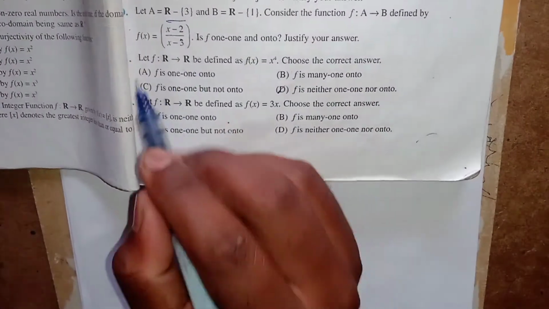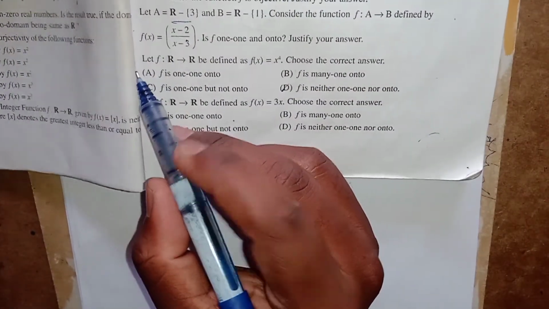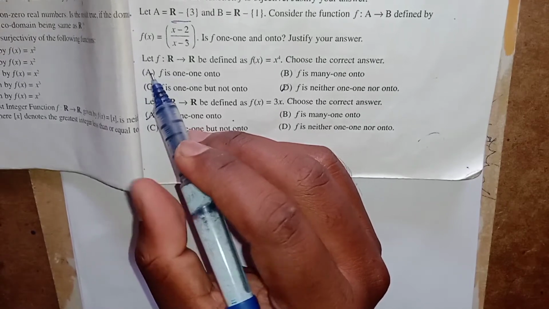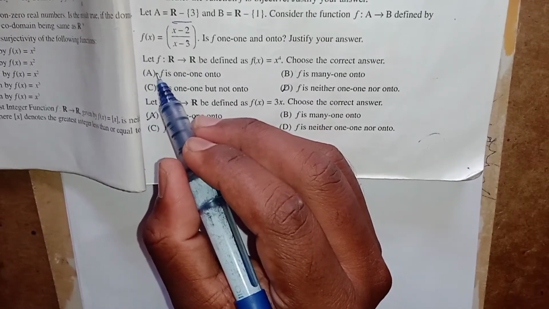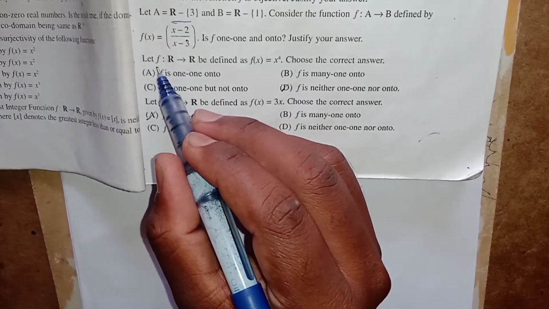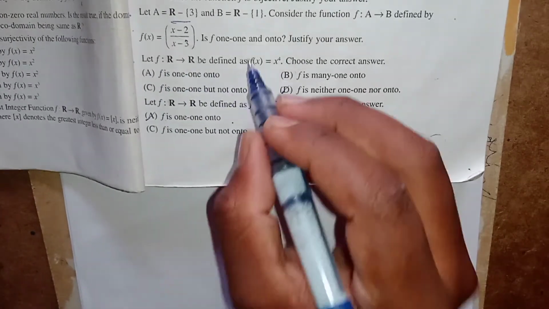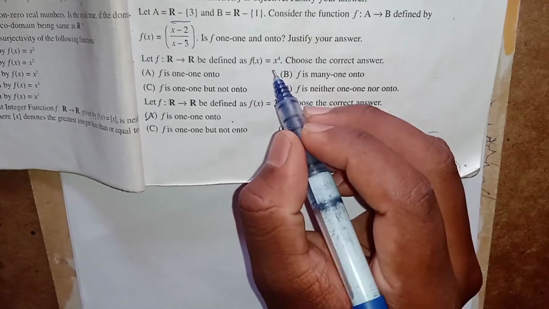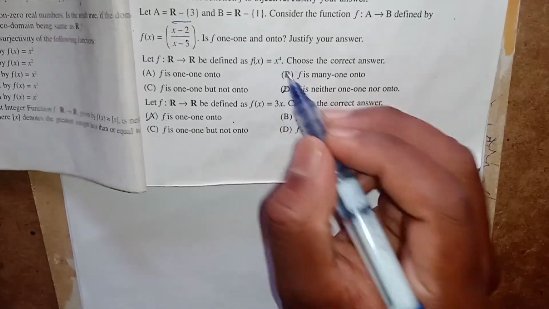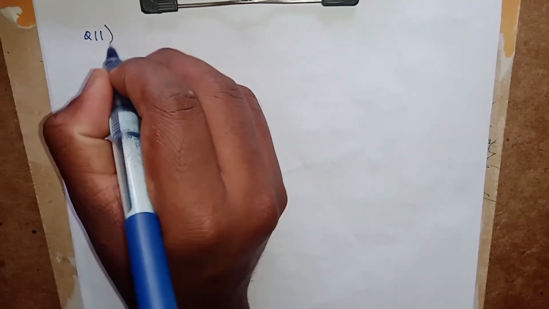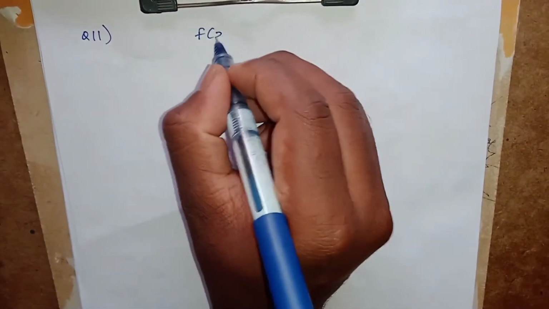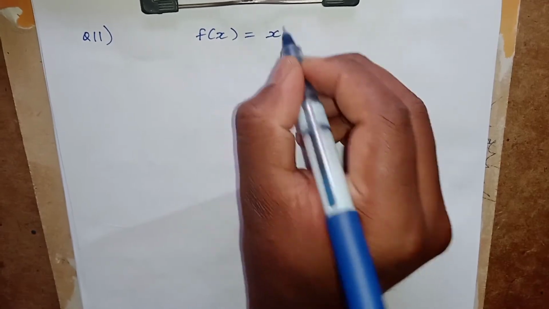In today's class, question number 11. Here it is a one word question. Okay, important questions. Let function f from real numbers to real numbers be defined as f of x equal to x power 4. Given question number 11, f of x equal to x power 4.